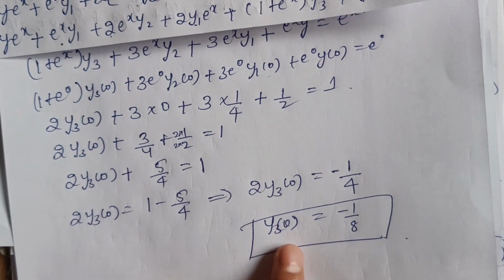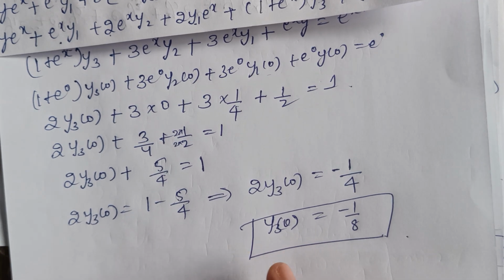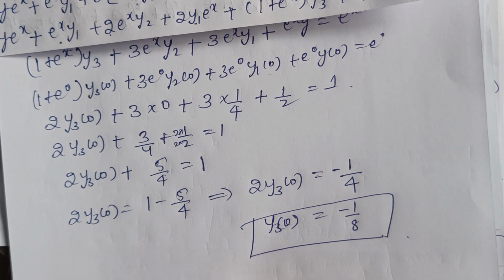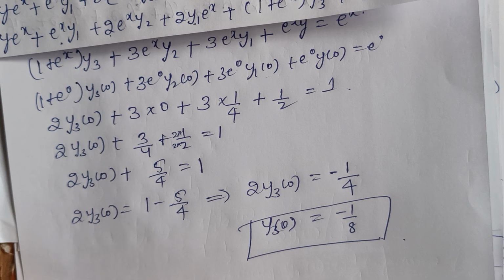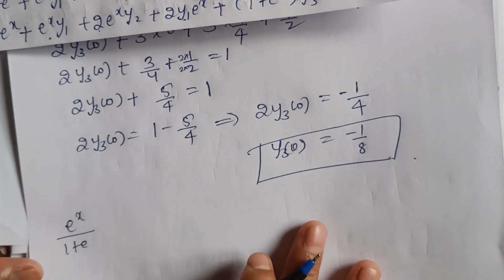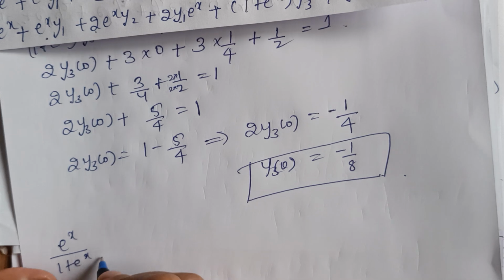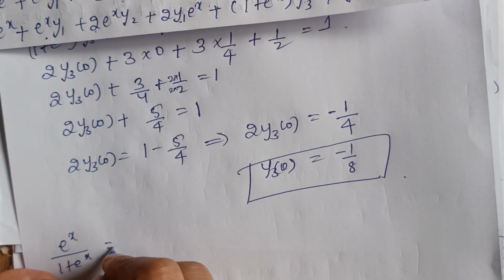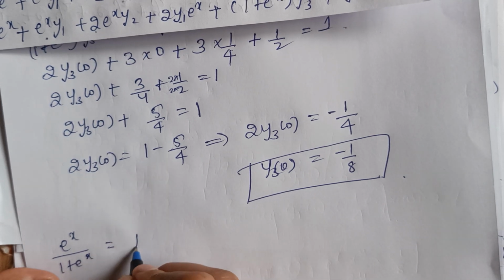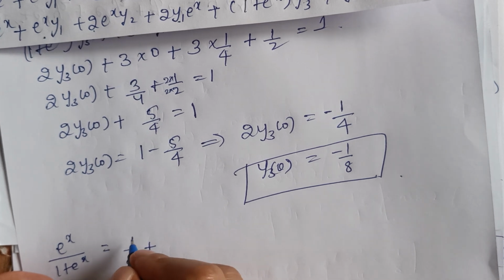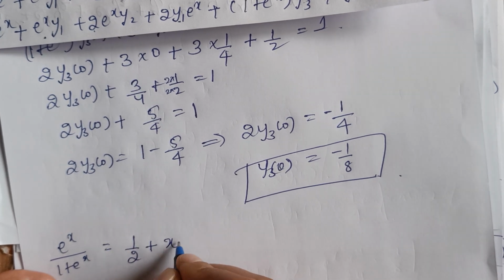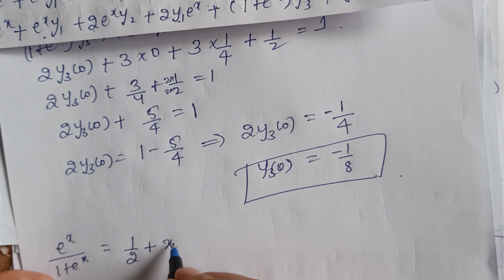Now up to third degree we have found it. So we will substitute in the Maclaurin's expansion. So what is y of x? y of x is e power x divided by 1 plus e power x, which is equal to y of 0. y of 0 is 1 by 2 plus x into y1 of 0. y1 of 0 is 1 by 4.